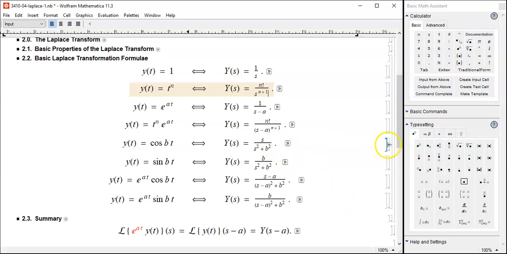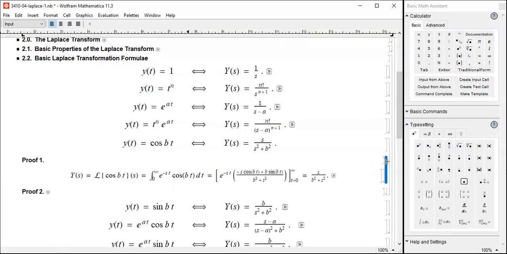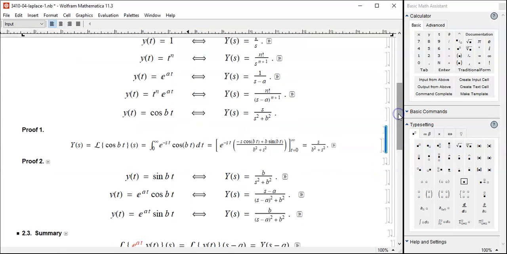Now these are going to be about the same level as this one. Let's begin. Here's the first proof. And the first proof is based upon this integral computation. Antiderivative of e to the negative st cosine of bt dt is turning out to be, oh my goodness, this expression. I cannot even read it very well. But once you have that, then the conclusion is easy.